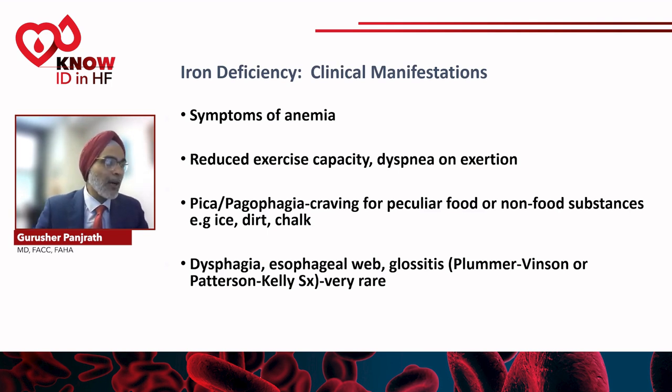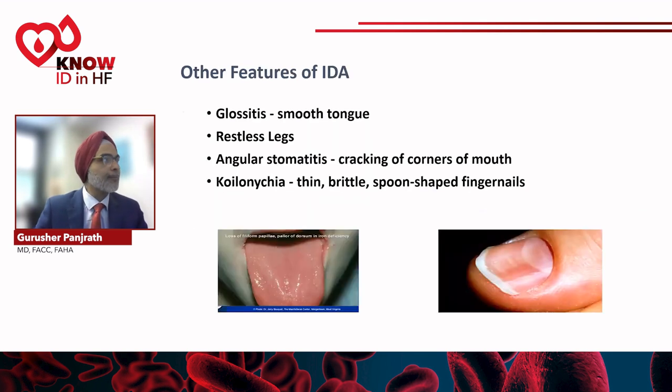And then for iron deficiency specifically, there may be things such as pica or pagophagia, which are very classical textbook descriptions. There's craving for peculiar foods, non-food substances such as ice, dirt, and chalk. These are seen in substantial iron deficiency. There also may be a cluster of different findings together, such as dysphagia, esophageal web, glossitis, as seen in Plummer-Vinson. However, overall, this is very rarely seen together.